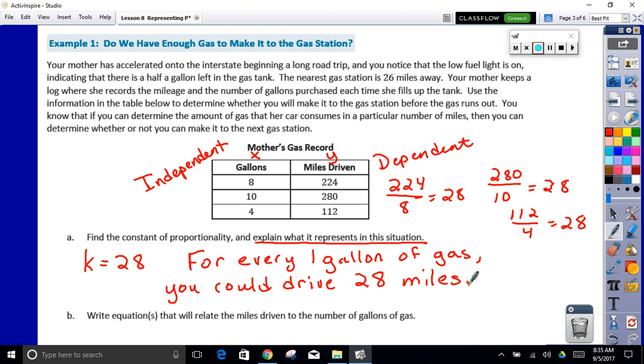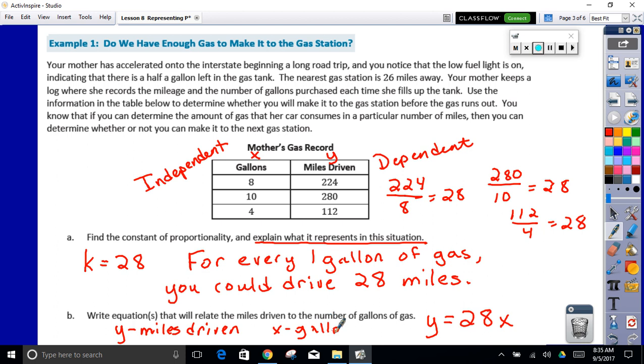gallons of gas. Adria, what equation would I write? Y equals 28x. Excellent. That's exactly right. Y equals 28x. And when we write an equation, we should also state what our variables represent. So Adria, what does Y stand for? Miles driven. Miles driven. So off here to the side, maybe I can write this underneath. Y stands for the miles driven. And what does X stand for? Gallons of gas. Gallons of gas.